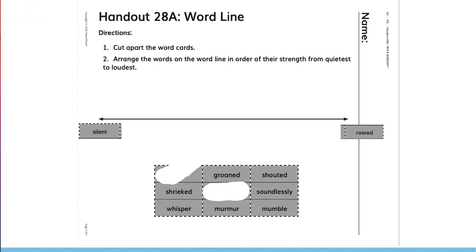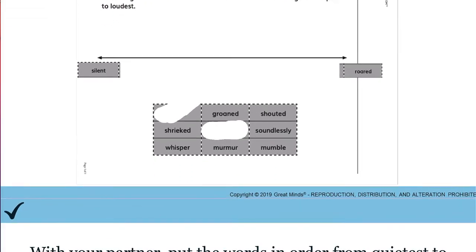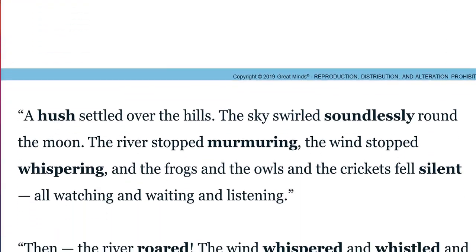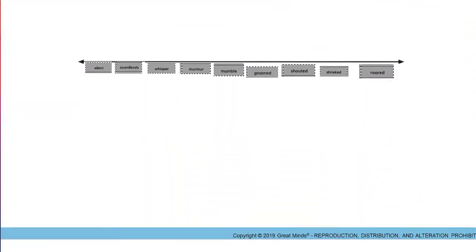And there is not just one right answer, but you do have to be able to explain why you put the words wherever you put them on the line. You can pause the video here to go ahead and get started. You can unpause when you're ready to check your work. Because on the next part, I do have an answer key for you to check your work.